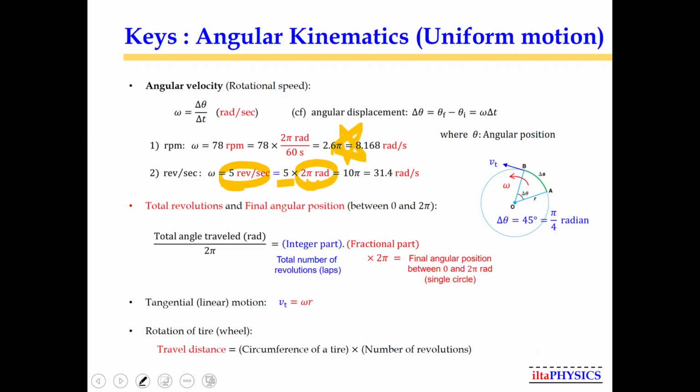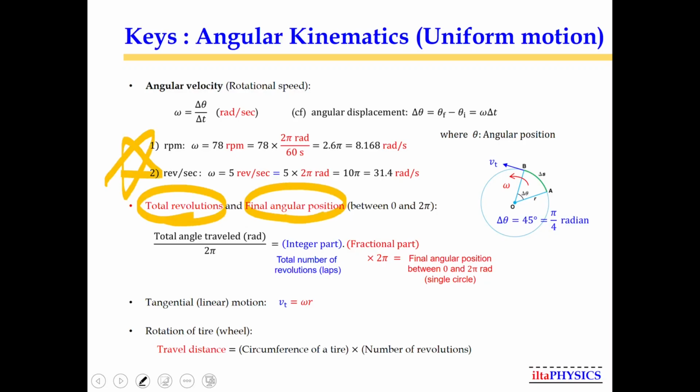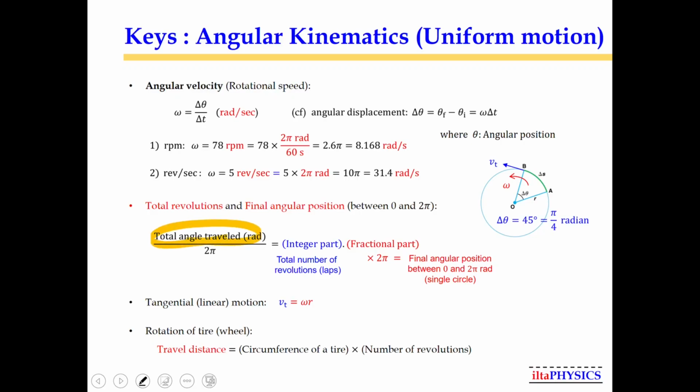In other types of problems, you'll be given various conditions describing the rotational motion and then asked how many total rotations the object made or what its final angular position is. You can find the number of rotations and the final angular position by taking the total amount of angle of rotation and dividing it by 2 pi.